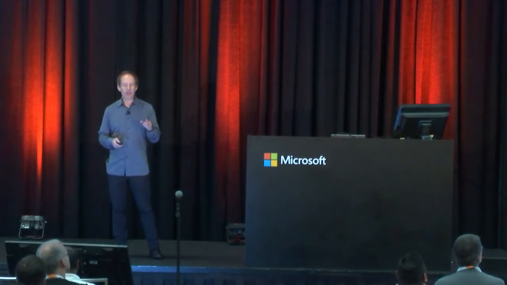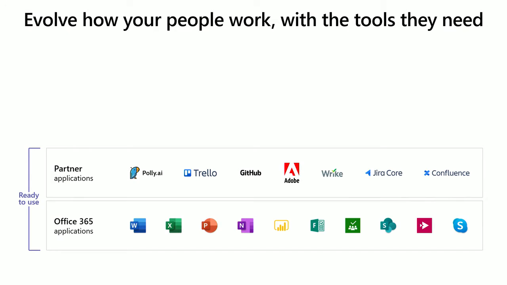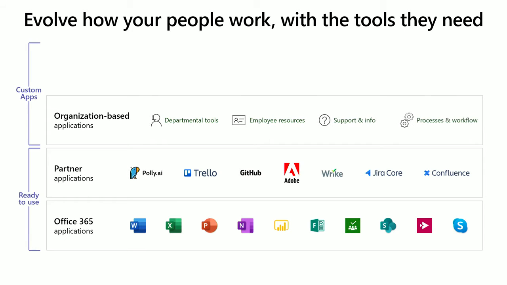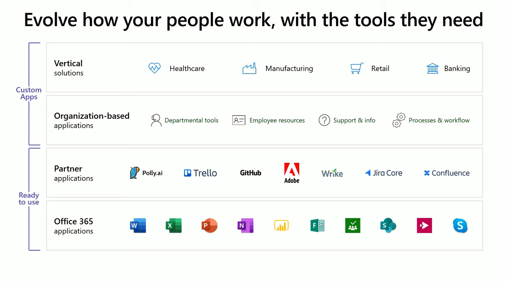And so that includes both the Office 365 applications, of course, but also the partner applications that you see in our store, such as Polly, Trello, GitHub, some of the Adobe applications, and so forth. But you can also supplement them with organizational applications, departmental tools, employee resources, support, things like that. And then some of those have been packaged up into vertical solutions, a lot of which are open source on GitHub now in, say, healthcare, manufacturing, retail, banking, things like that. And we have some booklets at the various booths in the hub to see some of those scenarios.